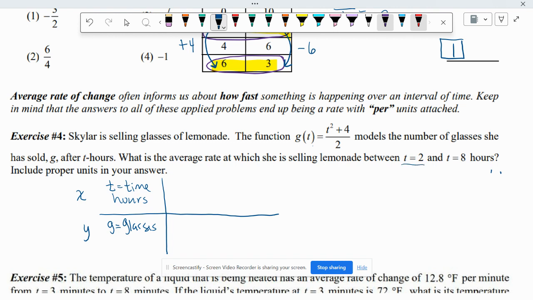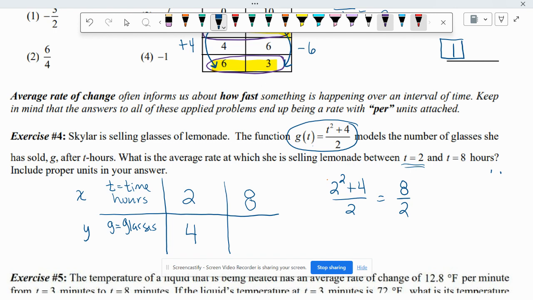So my 2 input values are, well, I'm going to let t equal 2, and then I'm going to let t equal 8. And I have to plug it into this function. So when I let t equal 2, I end up with 2 squared plus 4 all over 2. What is 2 squared? 4. And what is 4 plus 4? 8. So when my input is 2, my output is 4. That's what that one tells us.